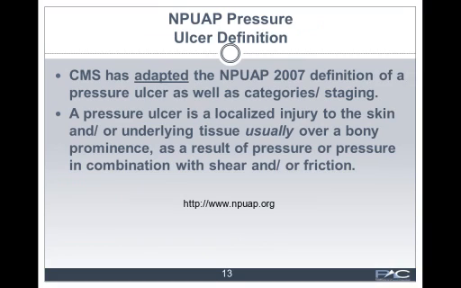So as I mentioned earlier, with the rollout of the MDS 3.0 last October, CMS had finally taken the NPUAP guidelines from 2007, and that was all incorporated into the MDS 3.0. And primarily, a pressure ulcer is a localized injury to skin and/or underlying tissue that is usually over a bony prominence, but not always. And that's something you definitely need to keep in mind. You may have a pressure ulcer that was caused, let's say, from a splint that's halfway up the back of the calf. Not necessarily over a bony prominence, but still remains a pressure area.